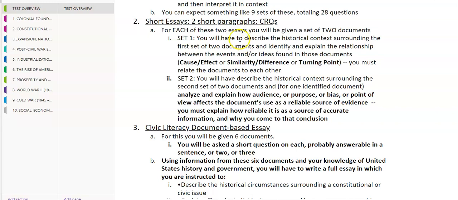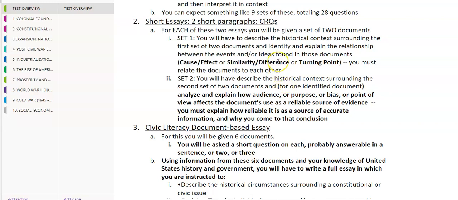So for these two short paragraphs, the constructed response questions, in both cases, you must use both documents to answer the question. You can't ignore one. In both cases, you must give a good historical background. What is the issue that it's referring to? What's the time period? What's going on around these documents?